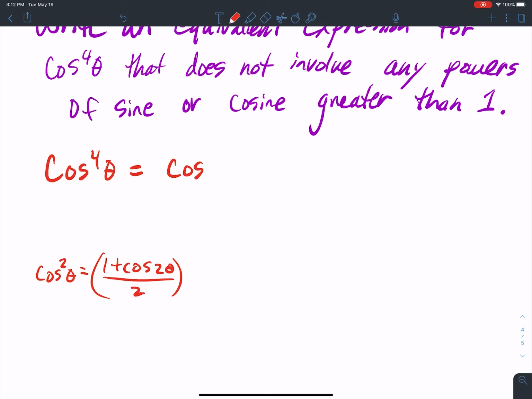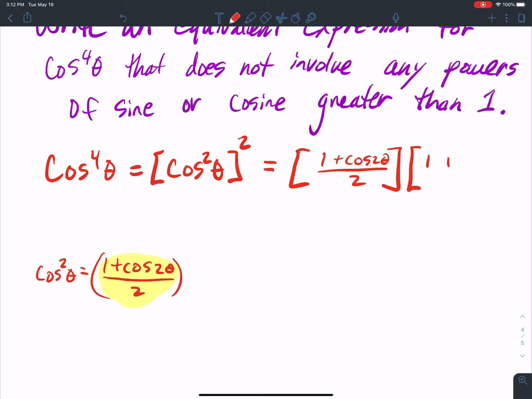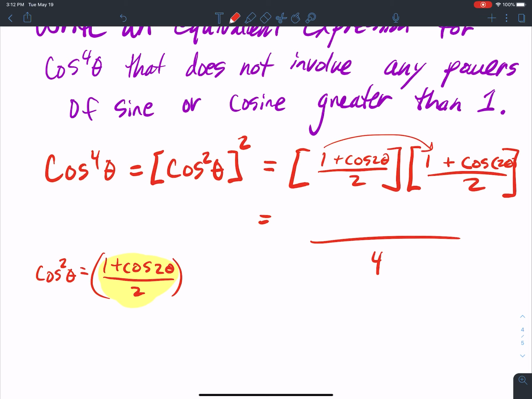Well, if I do cosine squared raised to the 2, power to a power gets me to the fourth. So that's exactly what I do there. So I take this and now I substitute in everywhere I see cosine squared, I put 1 plus cosine 2 theta over 2. And since I'm squaring it, I'm going to multiply it out twice. Okay? So when I multiply this out in the denominator, I just have 4. In the numerator, I'm going to have to FOIL, so double distribute.